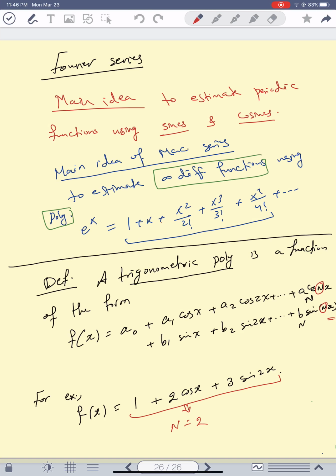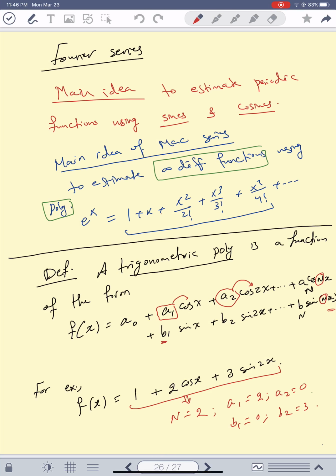In this case, what is a1? What do we mean by a1? a1 is the coefficient of cosine 1x, so in this example it's 2. What is a2? a2 is the coefficient of cosine 2x. So in this example, it's 0. What's b1? b1 is the coefficient of sine 1x, which is 0 in this example. And what's b2? b2 is 3. Okay, so this is again the meaning of a trigonometric polynomial.